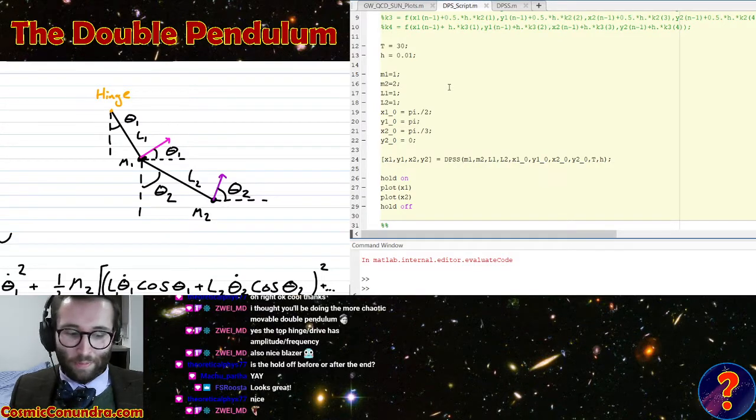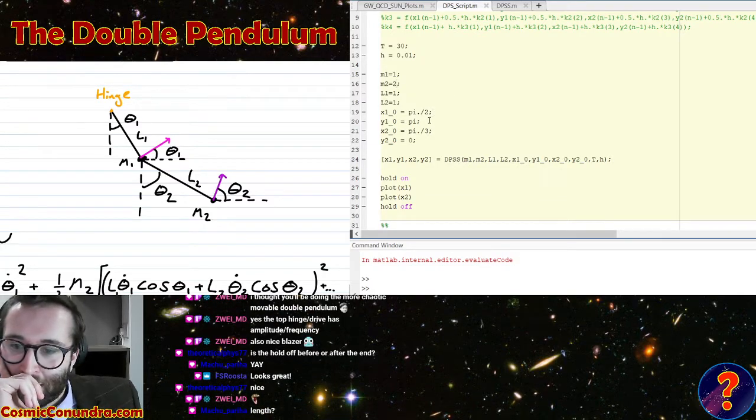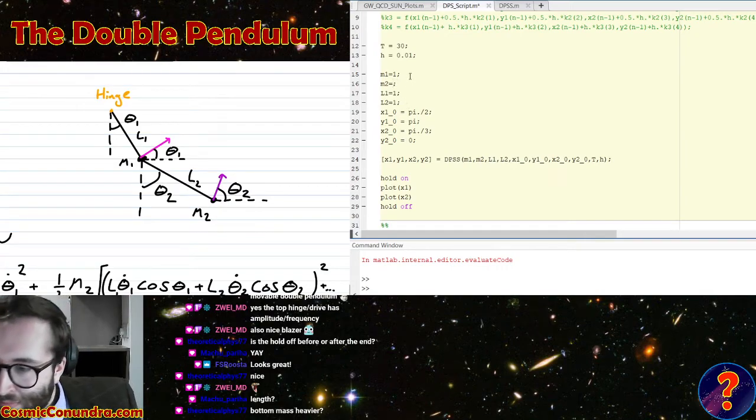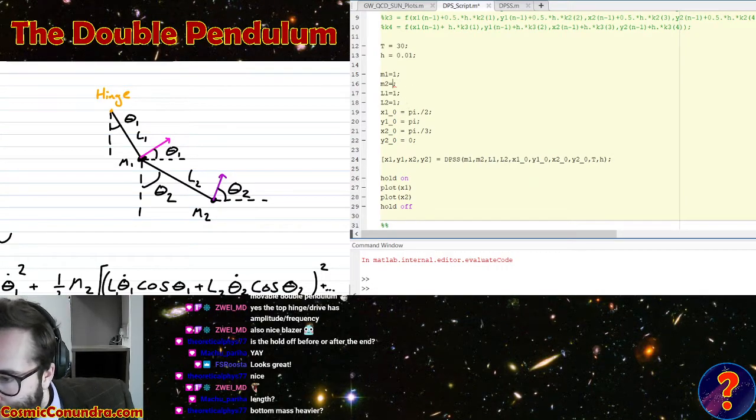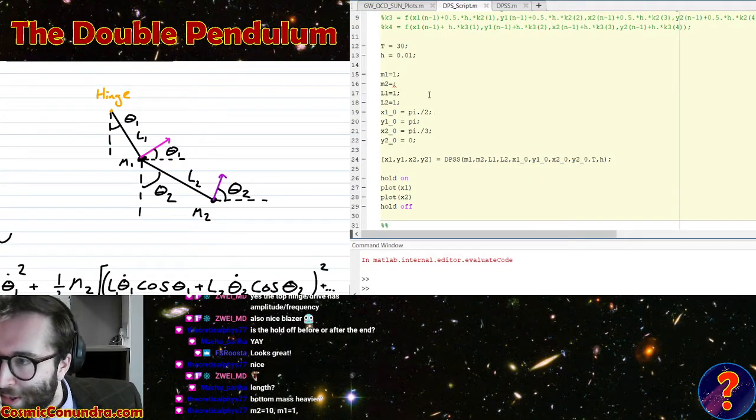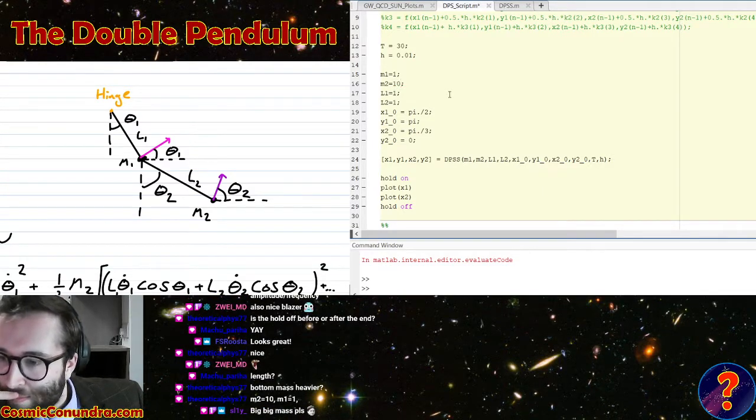Give me a parameter for M2 and give me an initial speed for Y2 and a mass for M2. Okay, bottom mass heavier. What number should we go for M2? What do you think? Like 100? Go nuts. Let me know, what do you think? What mass for M2? Okay, M2 is 10. M1 is 1. Big mass. Let's start with 10 and then we'll see.